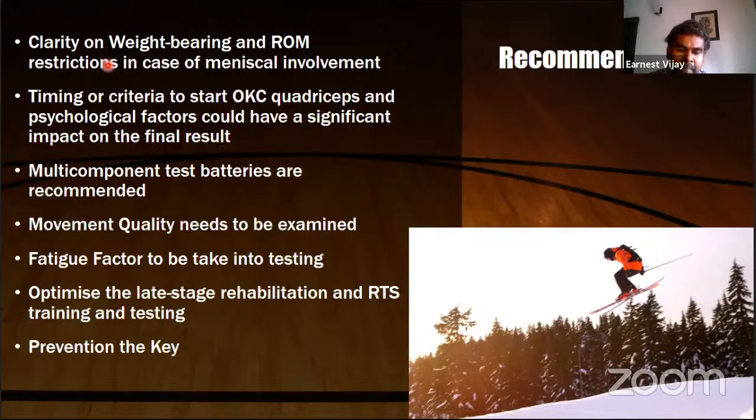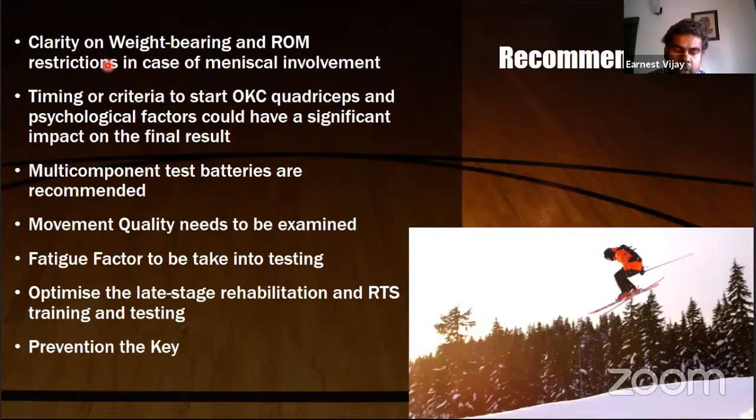Fatigue factor, right, like I mentioned earlier, you have to take that into consideration. You need to optimize the late stage rehabilitation or the end stage rehabilitation, which we don't really seem keen on. We know this athlete is able to do certain things, then it's left to the coach to do. So we have to make sure that the athlete satisfies all the RTS criteria and does all that is needed to be sports fit. Right.